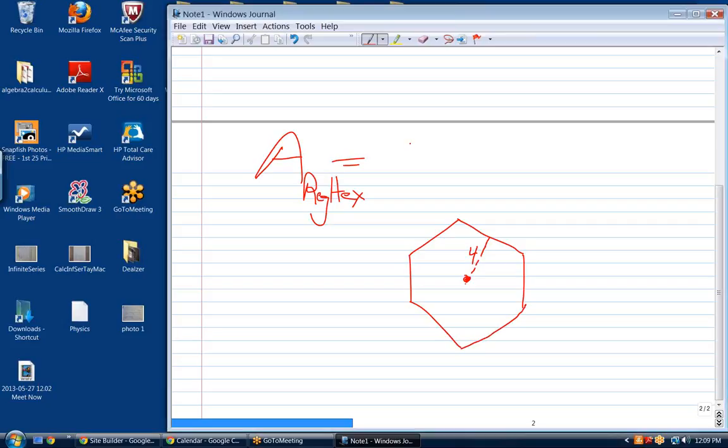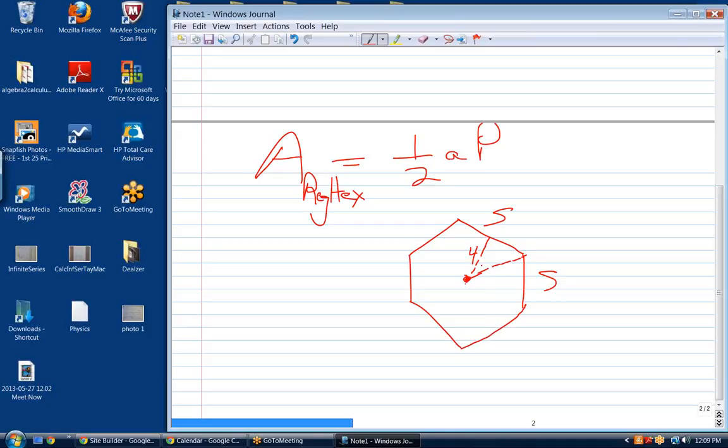Is it A equals 1/2 AP? Okay. So we know A this time, but we don't know side length, so we don't know perimeter. So we need to figure out side length. Well, side length is that. It's also that. So what can we do? We can draw a triangle.